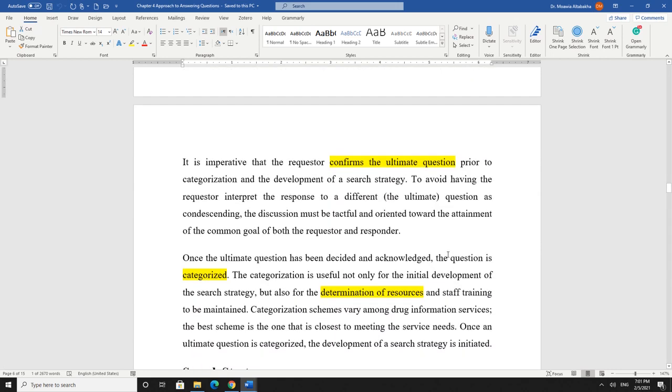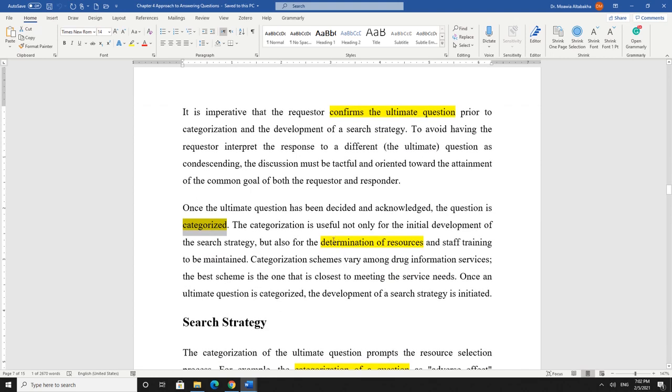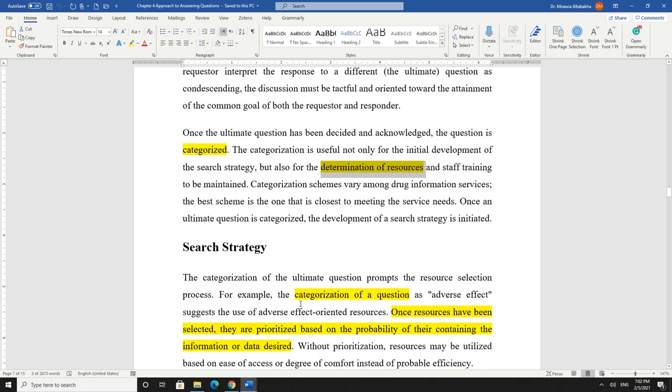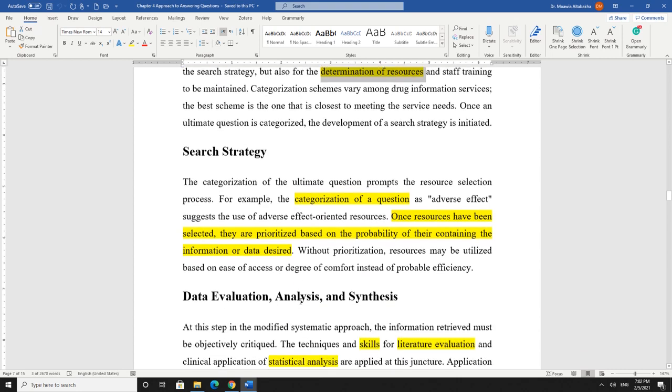So verify that. Okay, once you verify the ultimate question, then you need to categorize the question as I already explained before, which is what field of information, what area of information, okay? So that you can determine what resources do you go for. And maybe you will determine 2 3 resources. The first one should be the one that you think is most relevant to the case. It should be the most relevant. This will reduce the time needed to locate information.